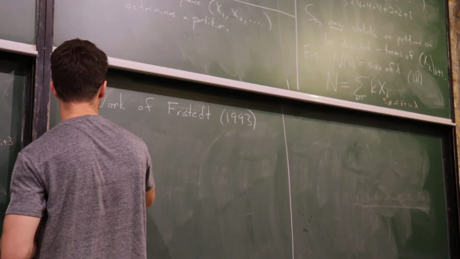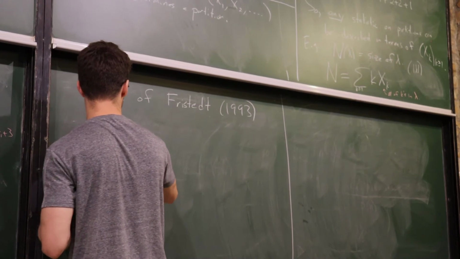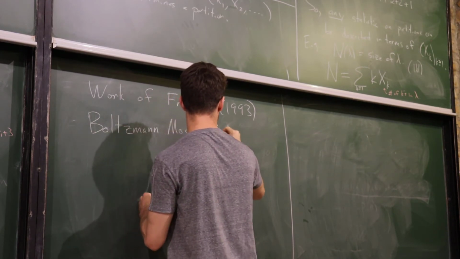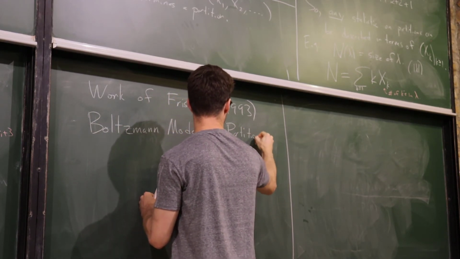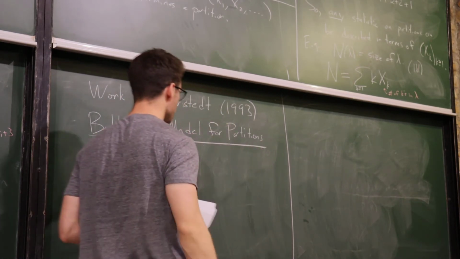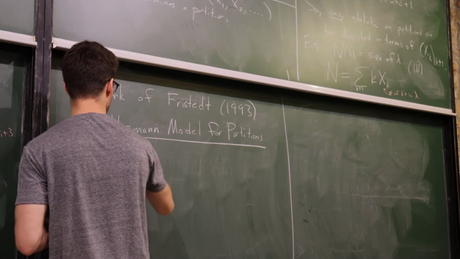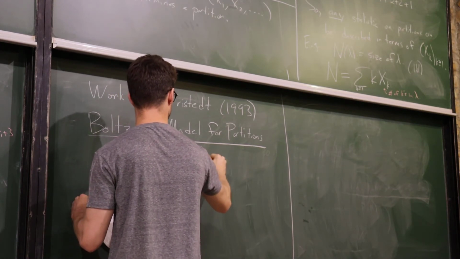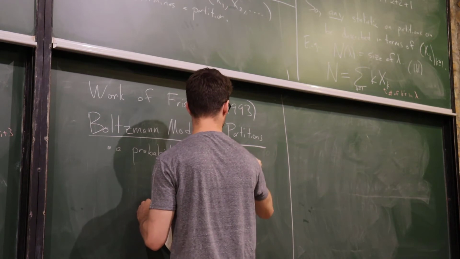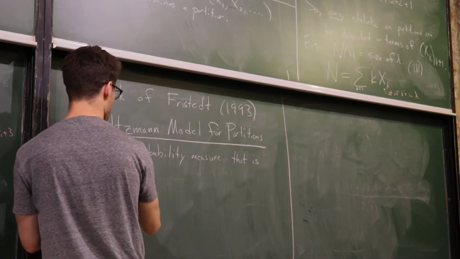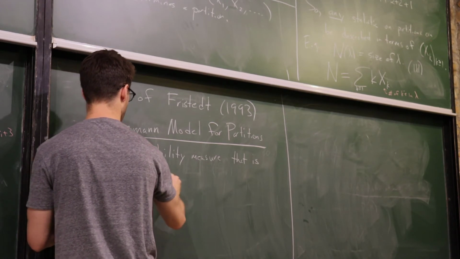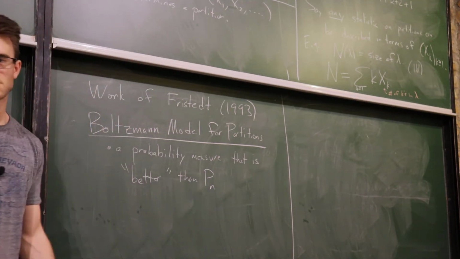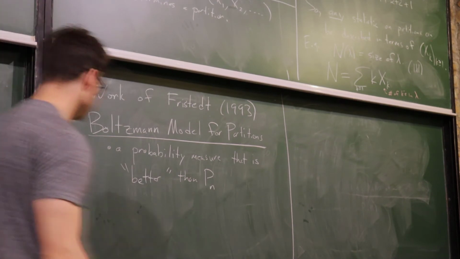I will now introduce the Boltzmann model for partitions. So this is going to be a probability measure that is, let me just roughly say, better than the uniform probability measure, but in some sense the same, in some sense equivalent.